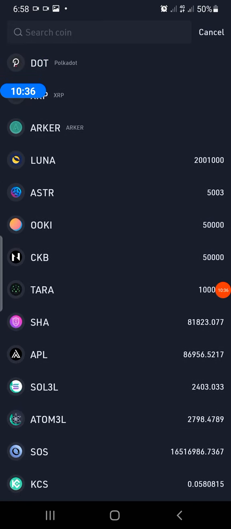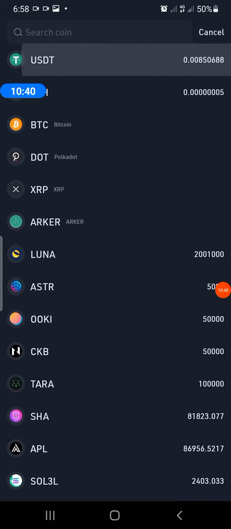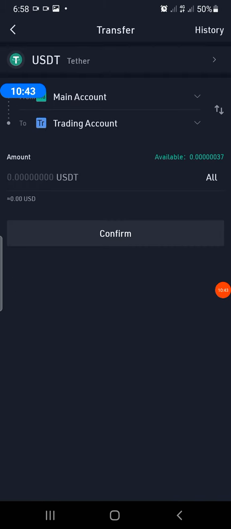Or better, perfect, I can select USDT. You see what I have here? USDT. This is the value of USDT I have in my main account. Normally when I make a deposit, I transfer it to my trading account or my futures account.